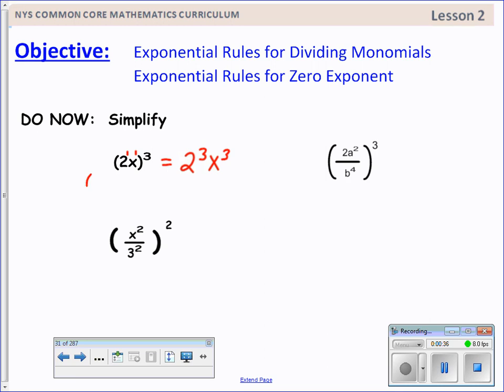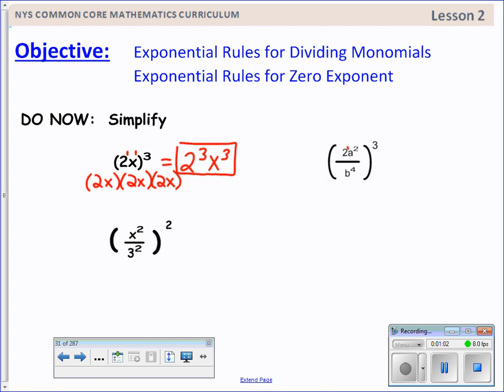Again, if we don't remember what to do, we can always expand it and write that entire base out: 2x times 2x times 2x, to realize that it is going to be 2 cubed x cubed as my final answer. If I take a look at 2a squared divided by b to the fourth, and that entire base is now cubed, the same rule applies.